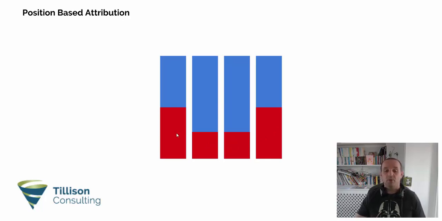So in this example, it will be 40 and 40, and then 10 and 10. If you have 1 click in the middle, it will be 40 and then 20 and then 40. If you only had the 2 clicks, then it would be 50-50. So there's no gap in the middle, so it divides the 20 between them. So that's quite an interesting one as well.